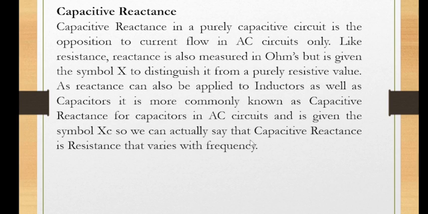So we can actually say that capacitive reactance is resistance that varies with frequency. Capacitive reactance is resistance that varies with what? With frequency. That's our capacitive reactance, and this is the symbol. Don't forget that. Anytime you just see X, try to remember reactance. X, then C is capacitive reactance. So X is telling us that this is a reactance, then it can be capacitive reactance, which is done by a capacitor.